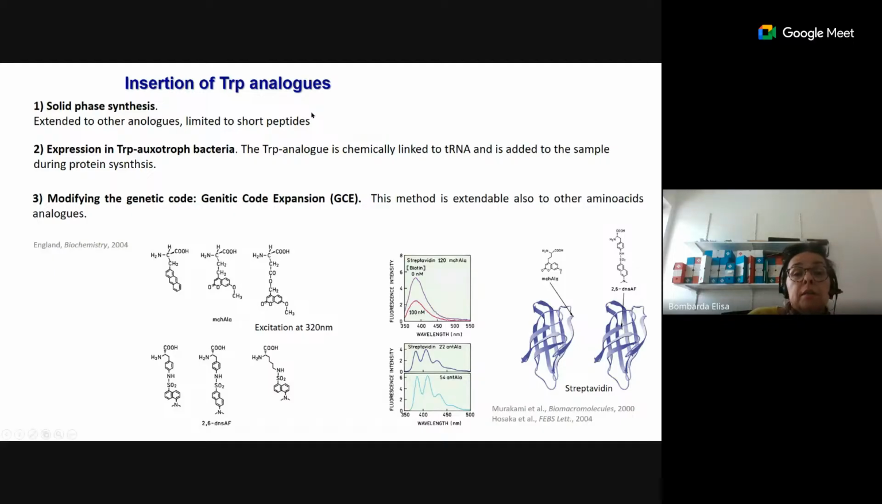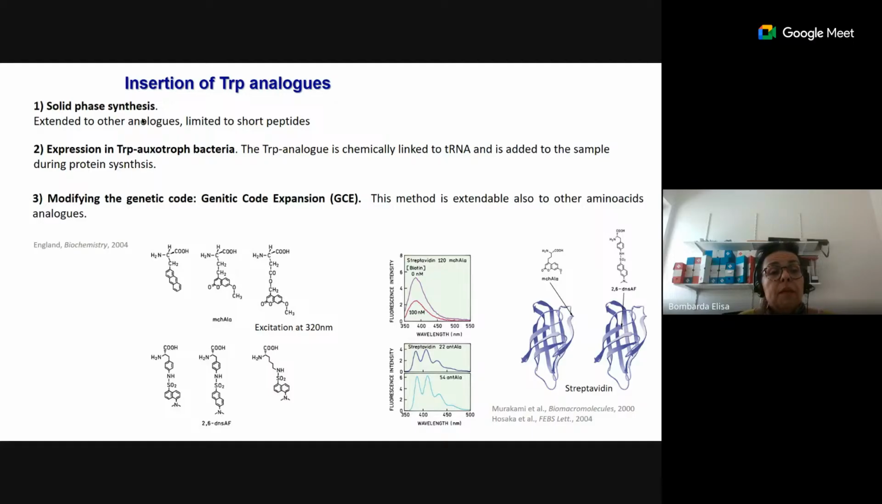So a way to insert this tryptophan analog is solid phase synthesis, for example, where you practically chemically build up your protein. This is a technique that's very good, that can be also extended to other analogs that are not necessarily amino acid analogs, but maybe completely another molecule, because it's like you synthesize your molecule from scratch. But you can imagine that this method is limited to short peptides.